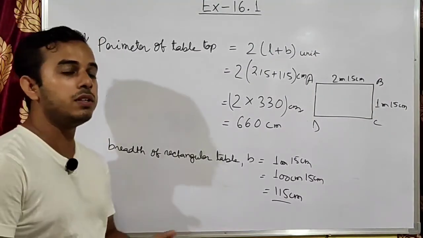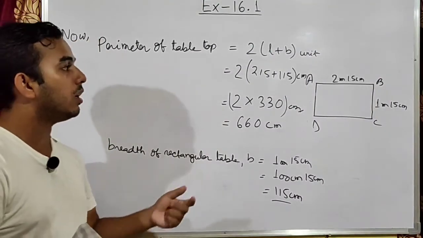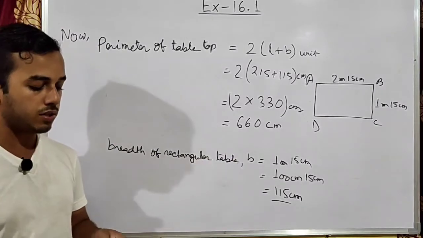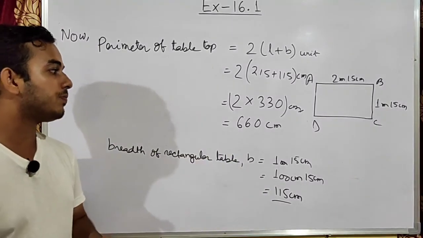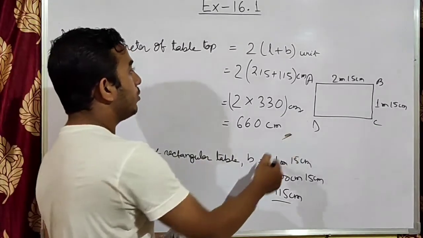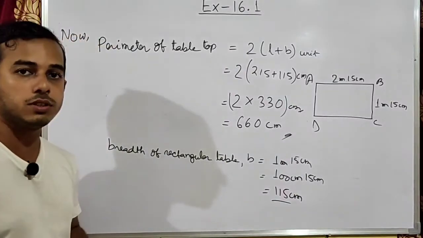So these are very easy questions, right? Just put the perimeter formula and then you can easily find out. So now let's move to our next question, that is question number 7.